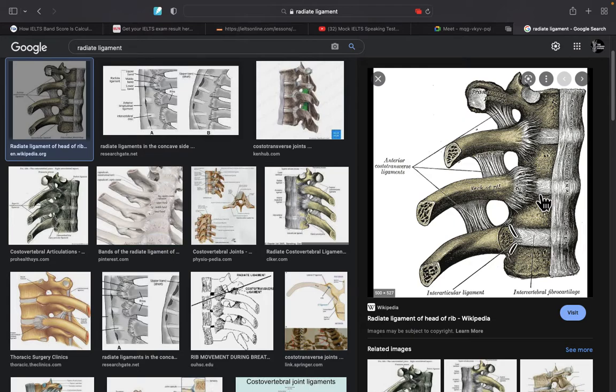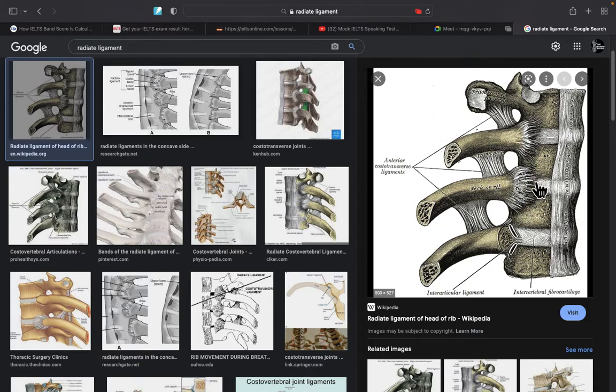So that is a different topic, but here we can see at the junction of the rib and its corresponding vertebra, we have a set of three ligaments. We can divide these ligaments into three different bands. This particular set of ligaments is called the radiate ligament, and it is present at the costovertebral joint.